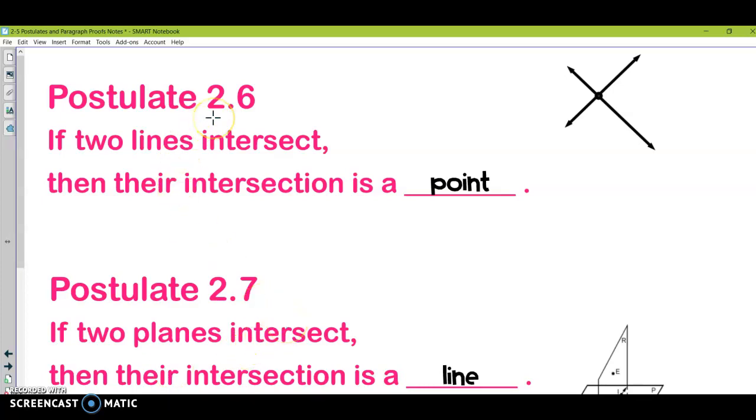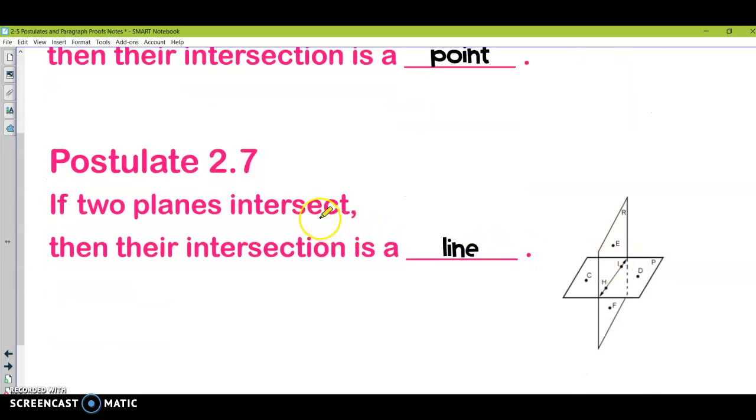So postulates 2.6 and 2.7 talk about intersections. Again, this is something that we studied in chapter 1, but we're just formally stating it as a postulate. So if 2 lines intersect, we expect the intersection of those 2 lines to be 1 point. So there's that 1 point where they intersect.